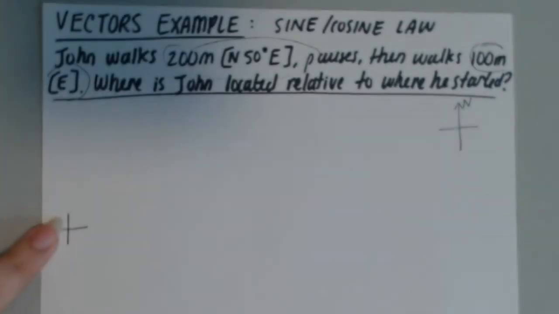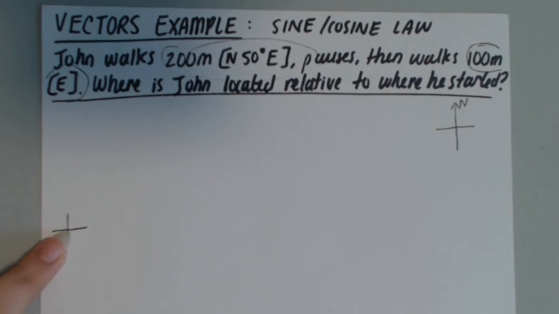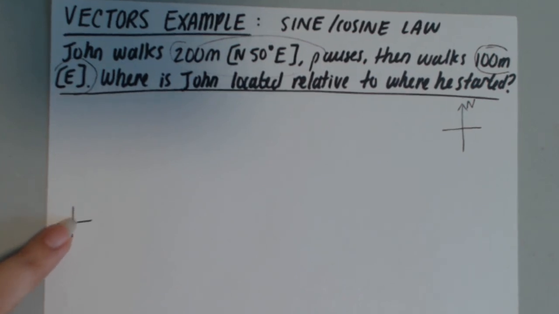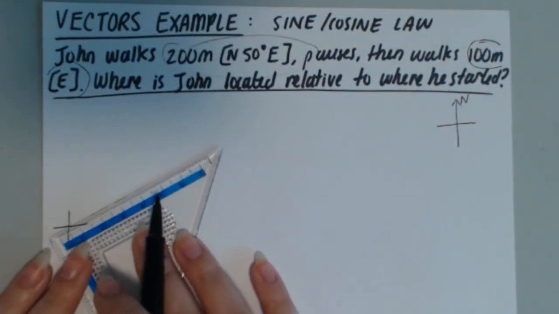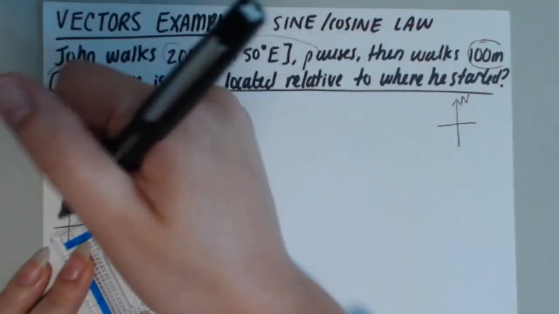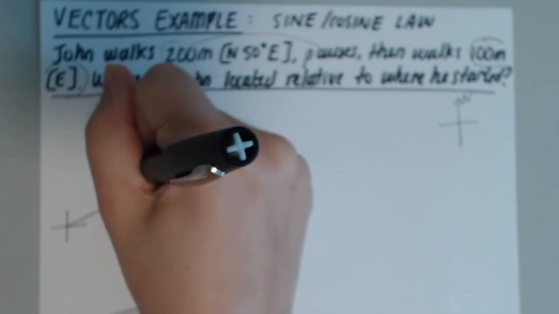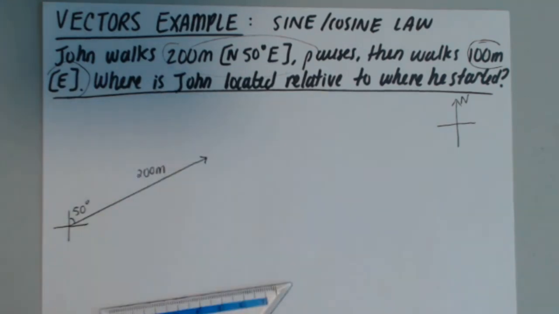Okay, so the first vector is 200 meters north 50 degrees east. This vertical line on top is north, that horizontal line to the right is east. So north 50 degrees east. You know that the angle between north and east is 90. Half of that is 45, so the midway point is 45. This is 50, so that's just past the midway point. So I'm just going to go approximately past the midway point. It doesn't have to be exact, but it shouldn't be completely off either. I'm going to draw an arrow here, and this is going to be 200 meters, and this angle is 50 degrees.